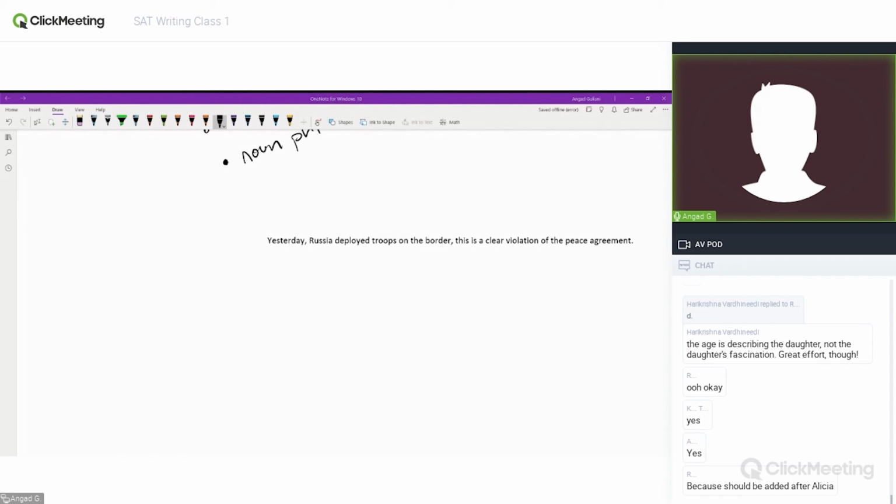How can we change this? We can change this by deleting this. "This is," just have the comma there. Yesterday, Russia deployed troops on the border, a clear violation of the peace agreement. Right? This noun phrase is kind of describing, in essence, what this is, right? Russia deployed troops on the border, which is a clear violation. You can think of it like that. Do you guys get that?